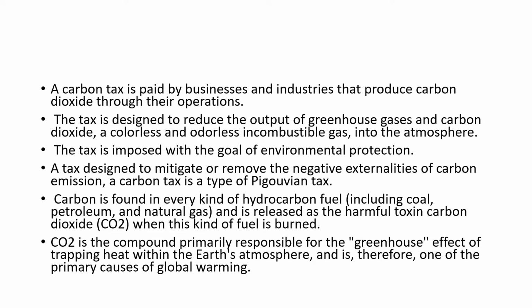And we know that carbon is found in every kind of hydrocarbon fuel, which would include coal, petroleum, natural gas, etc. When these are put to use, what happens is that different oxides of carbon would be produced. It doesn't mean that only carbon dioxide is produced. Apart from carbon dioxide, other forms of carbon like carbon monoxide, methane, ethane, etc. are produced. So all these kinds of gases are considered to be what? Greenhouse gases. So let's explain all the details in terms of carbon dioxide.